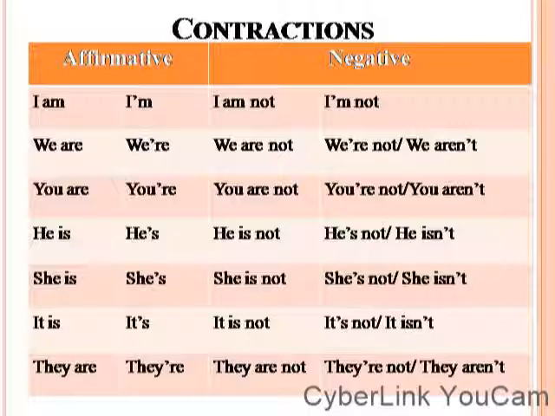Next, we is a word referring to the people along with the speaker. Say, for example, we're friends, we're classmates, we're neighbors, we're strong, we aren't enemies, we aren't doctors, we aren't teammates. These are some of the examples.